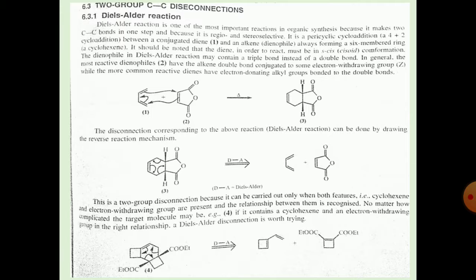So in the second, a carbonyl group is present, that means there is an electron withdrawing group. So there is a simple cycloaddition reaction and the formation of this alkene, and the disconnection corresponding to the above reaction is a Diels-Alder reaction, which can be done by drawing the reverse reaction mechanism.